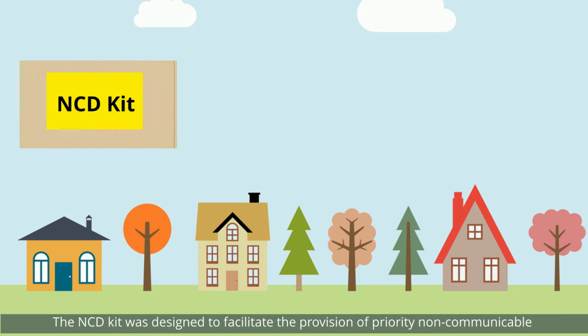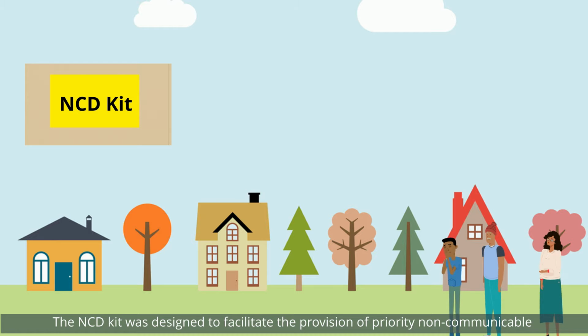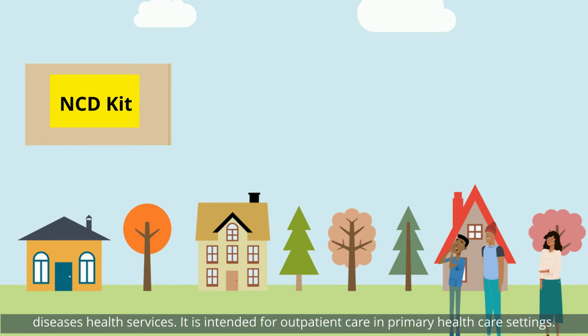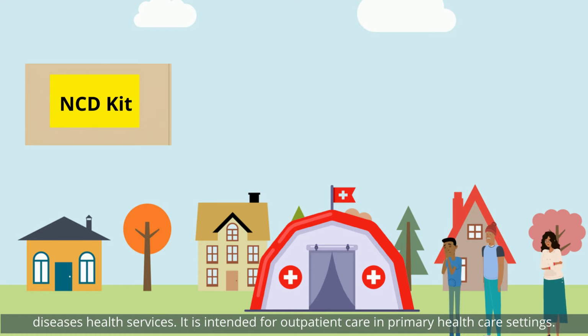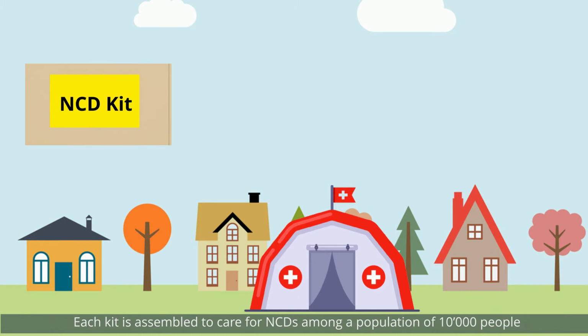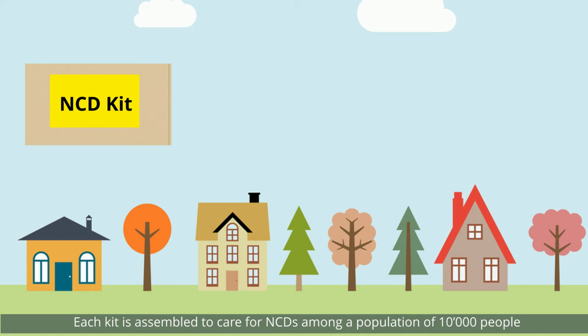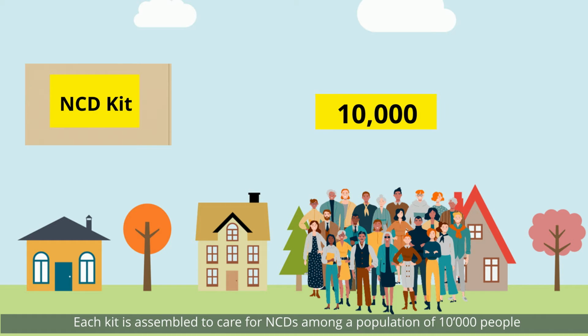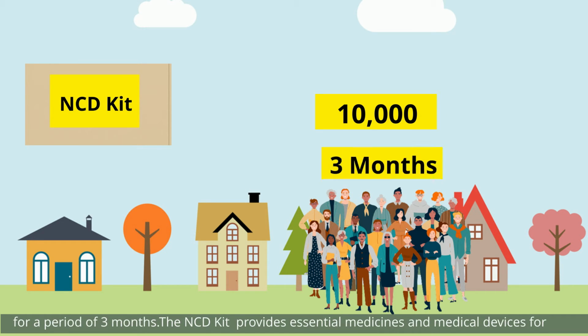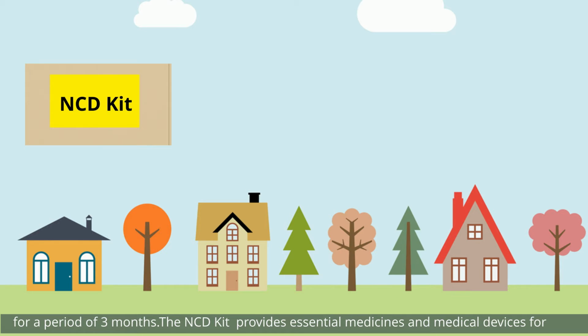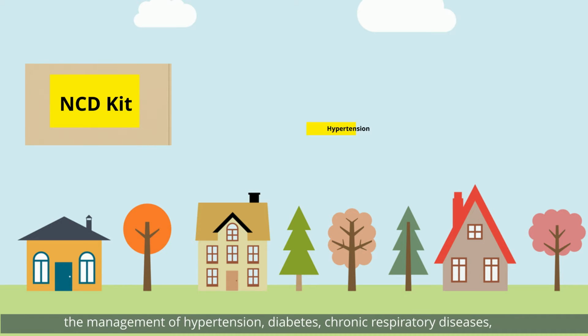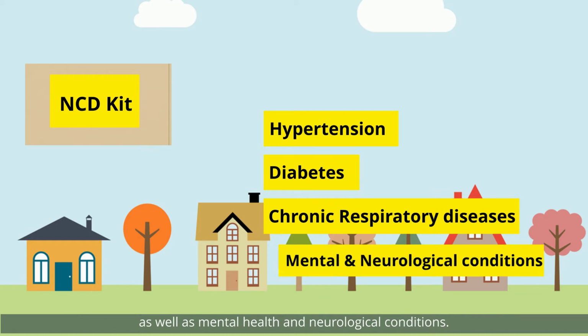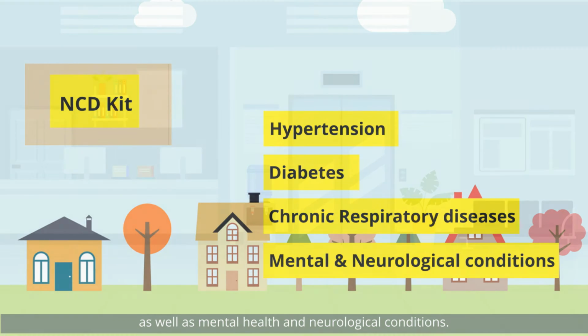The NCD kit was designed to facilitate the provision of priority non-communicable diseases health services. It is intended for outpatient care in primary healthcare settings. Each kit is assembled to care for NCDs among a population of 10,000 people for a period of 3 months. The NCD kit provides essential medicines and medical devices for the management of hypertension, diabetes, chronic respiratory diseases, as well as mental health and neurological conditions.